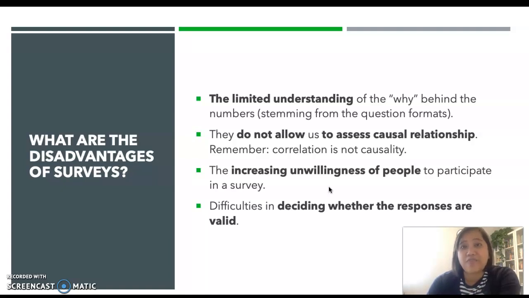And then the next one is they do not allow us to access causal relationships. And this is something that I have mentioned previously. You can talk about correlation, that there is a correlation between A and B, but you cannot say that there is a causality between A and B.